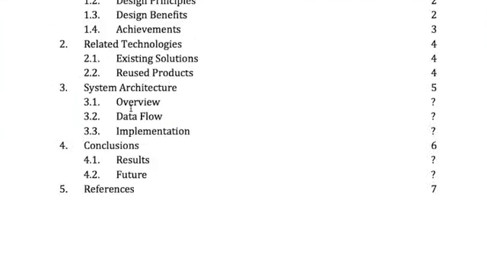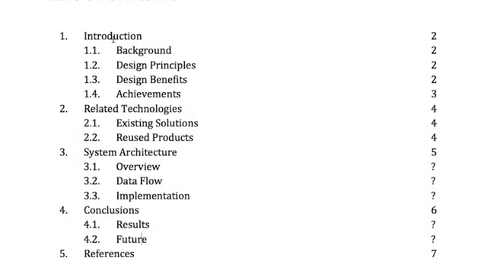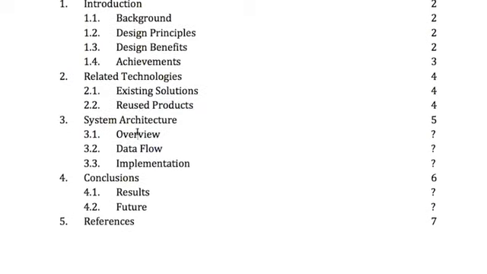All right. Actually, let's look at this a little bit more closely. Introduction, background, design principles, design benefits and achievements. Great. Related technologies. So related technologies is related to background, I think. Existing solutions, reused products. I don't know what that means in the context of this. I think we will find out. This might not be an appropriate section for your essay. I mean, your report. System architecture, there's the overview, data flow, and then implementation.